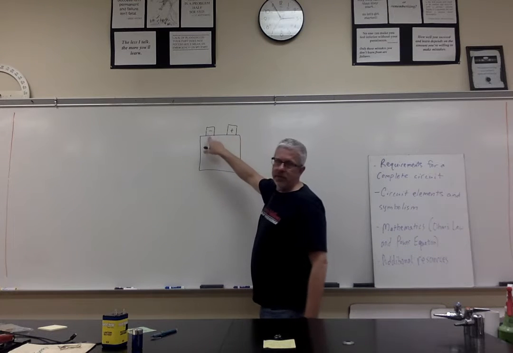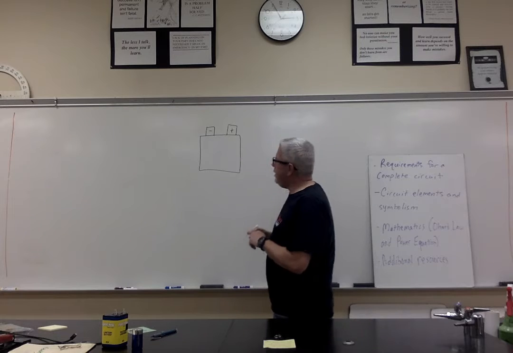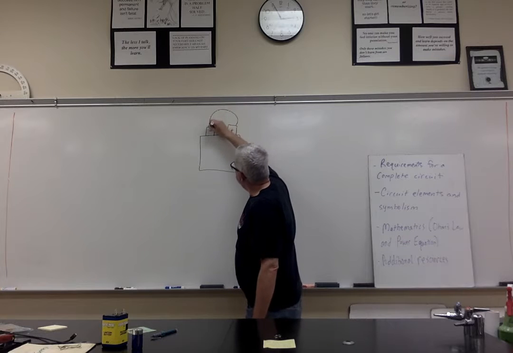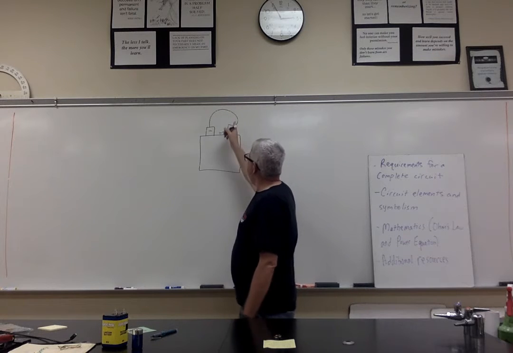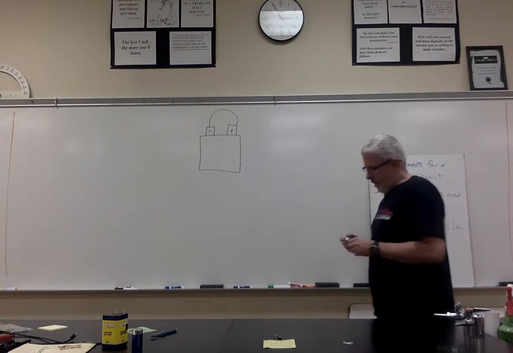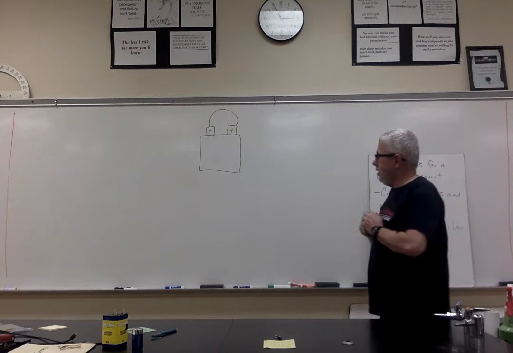We don't just need a positive and a negative terminal. What we need is a conducting path. So we need a way to go from, say, here to here, like a wire. Now, if all I had was a wire between the positive and negative terminals, what would end up happening is that would be a short circuit.